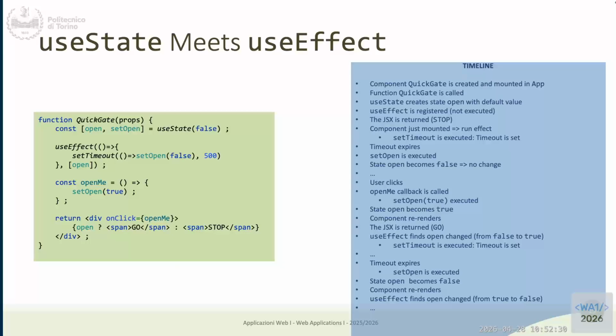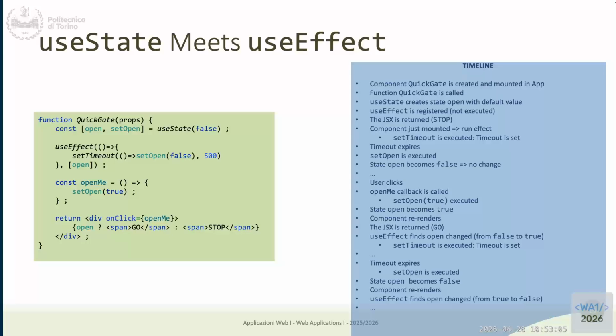After 500 milliseconds, the timeout expires, and so the callback of the timeout is run. Set open to false. Fine. The state is updated. The component is re-rendered, so the gate is closed again. But the effect realizes that the variable open just went from true to false. And so it must run the callback again.